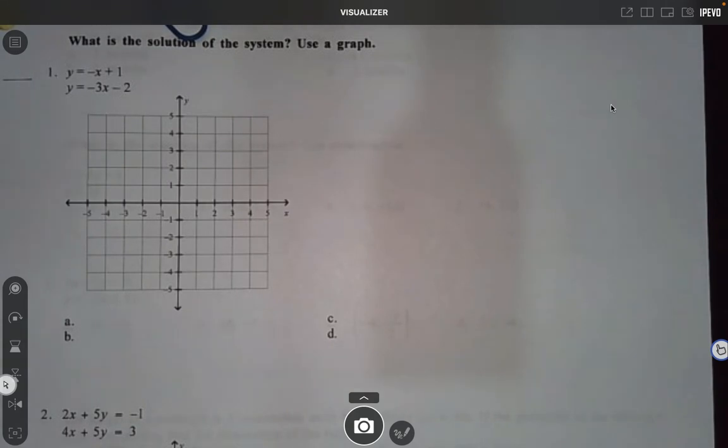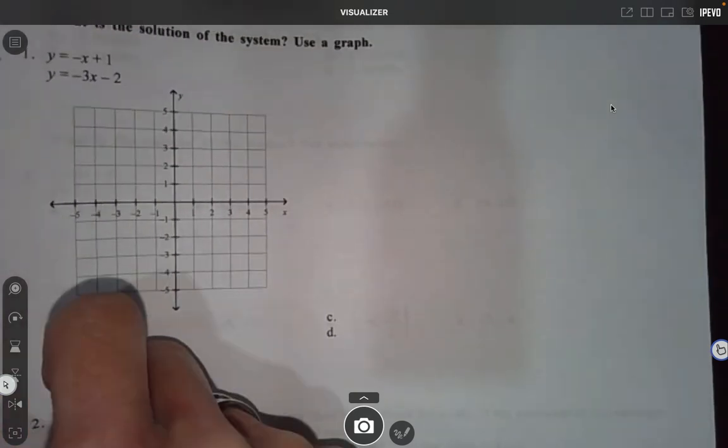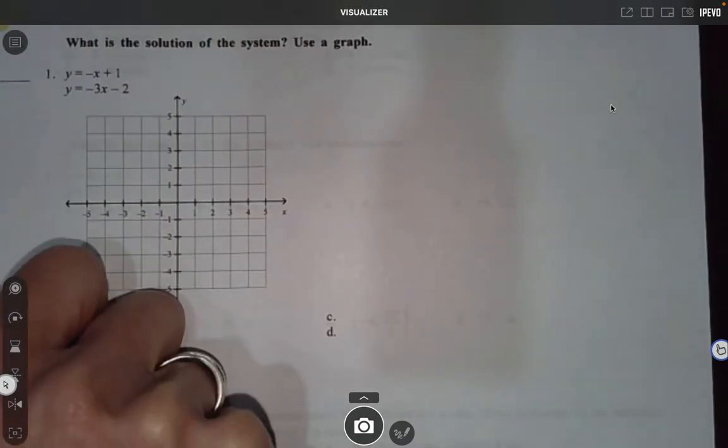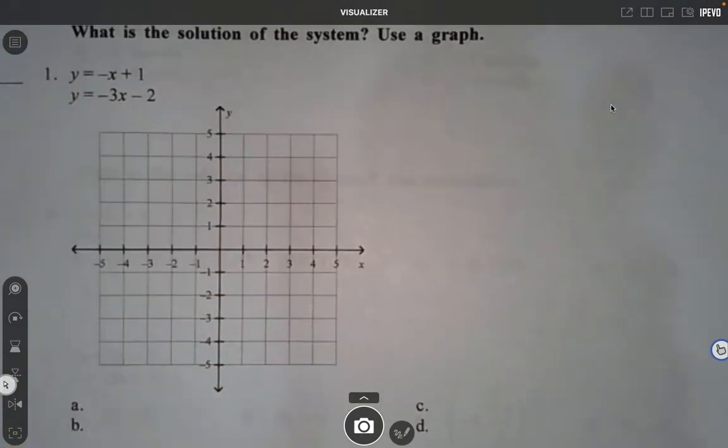I believe this one is a decimal answer. So, I will make sure before I give you your test not to do that, okay? Because I don't want this test to be too difficult. I know the math itself is already.